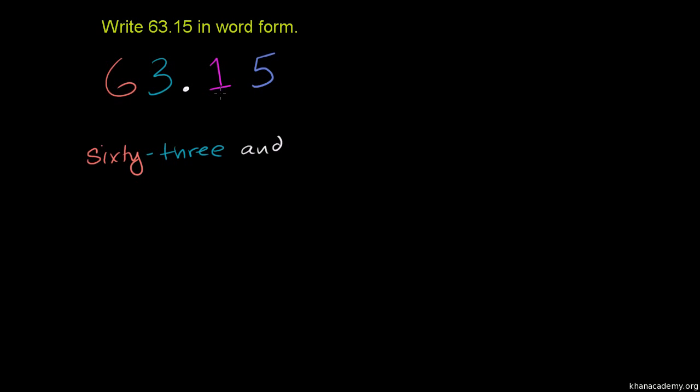We could say "and 1/10 and 5/100ths." Or we could just say, look, this is 15/100ths. 1/10 is 10/100ths. So 1/10 and 5/100ths is 15/100ths. So maybe I could write it like this: 63 and 15/100ths.